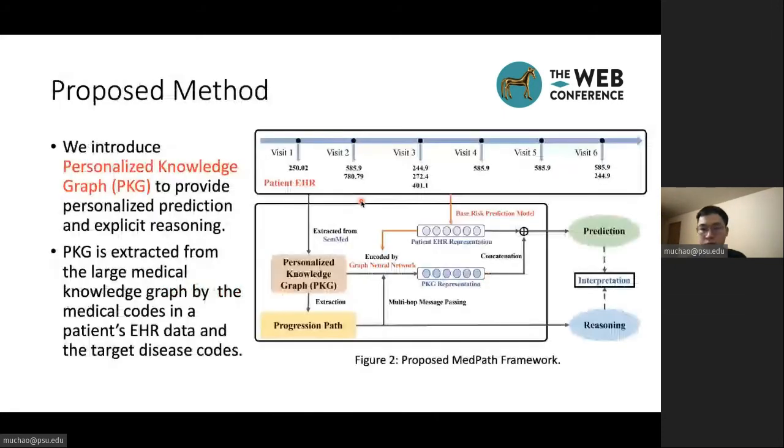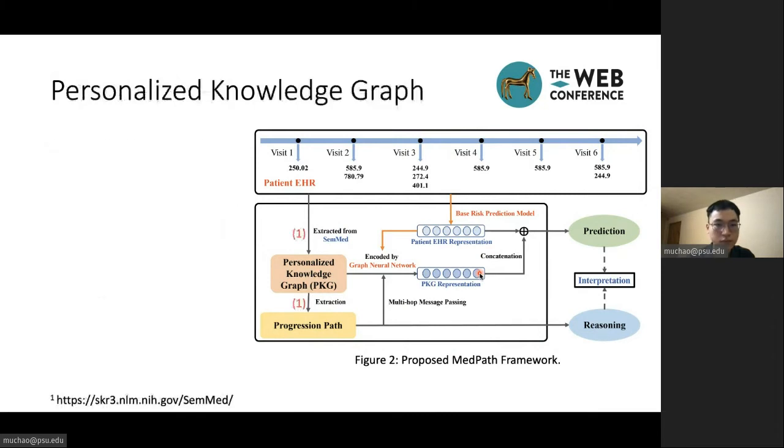And here's the way we do it. The framework of MedPath is shown on the right. We introduce a personalized knowledge graph to provide personalized prediction, and we use disease progression paths from the personalized knowledge graph to make the reasoning. The personalized knowledge graph is abstracted from the large medical knowledge graph by the medical codes in the patient's EHR data and the target disease codes.